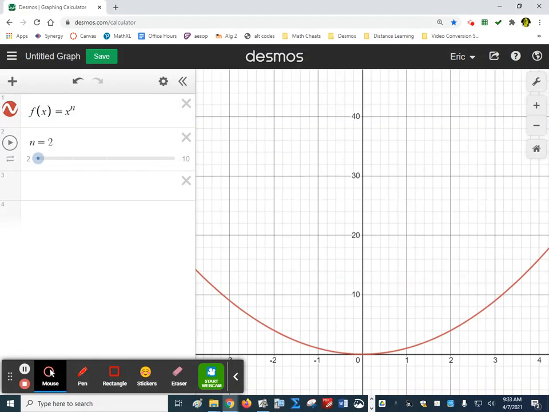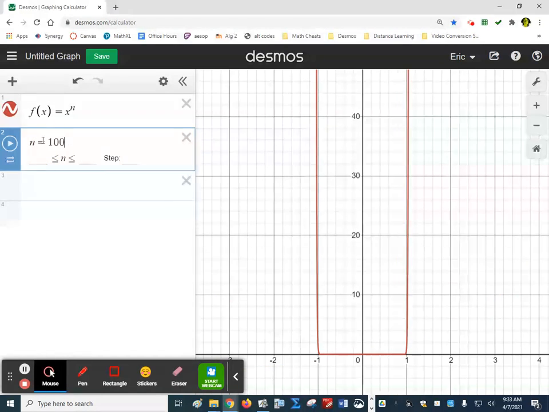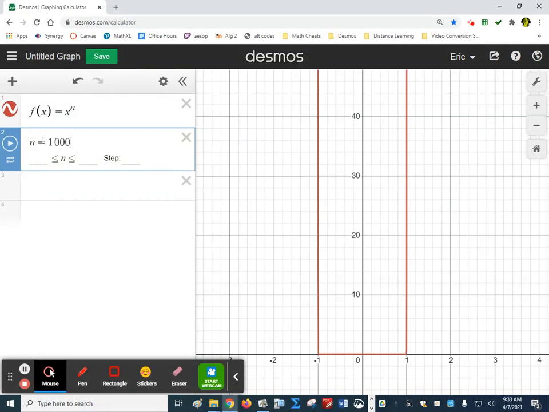Okay. And what if I pick, I'm just going to set n to be like 100. I mean, look at that. It almost looks like a rectangle, right? If I set n to be 1,000, it really looks rectangular, doesn't it? Okay. But we'll leave it at 2.